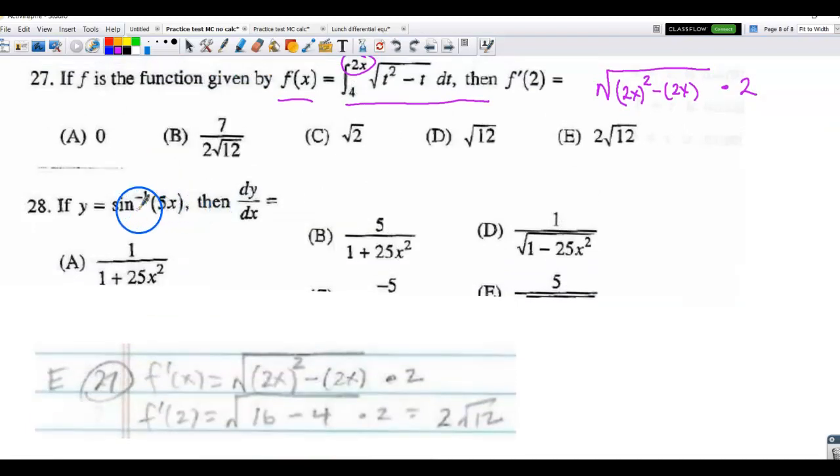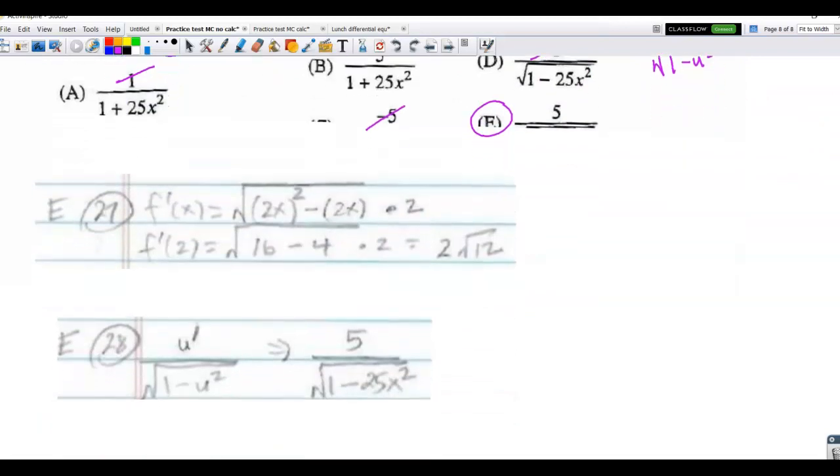And then lastly, on this particular test, they do ask us to find the derivative of inverse sine. So remember that that's going to be u prime over square root of 1 minus u squared. So the derivative of 5x, so u is 5x. The derivative of u is 5, so it can't be a, it can't be d, it can't be c because that's negative 5, and it can't be b because there's no square root. So even though e is cut off on your paper, it has to be e, and you can see my work here.